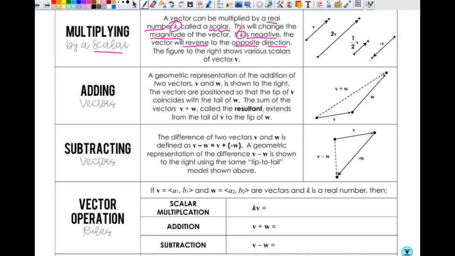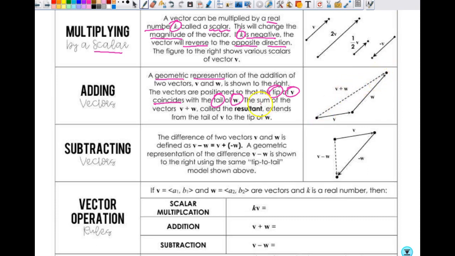All right, so then we can add vectors. Here's a geometric representation, just a visual representation of the addition of 2 vectors v and w shown at the right. The vectors are positioned so that the tip of v coincides with the tail of w. So this is the tail of v, the tip of v. Wherever v ends, w starts, and their angles have to stay however they are. Then you just literally add them together. It's like finishing a triangle.